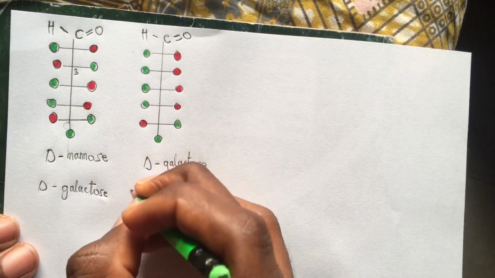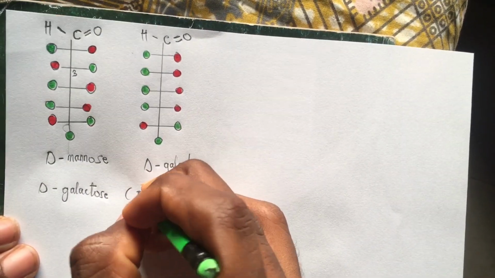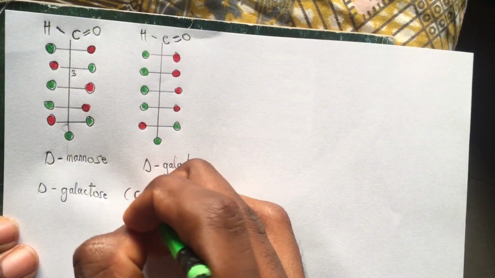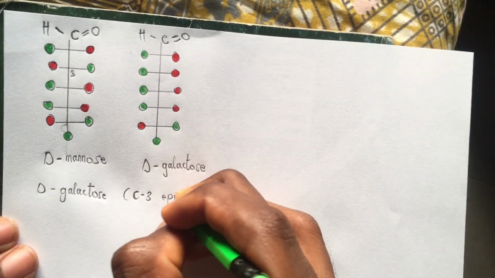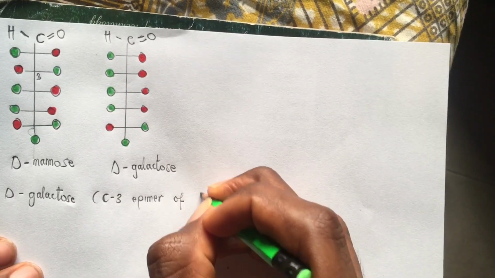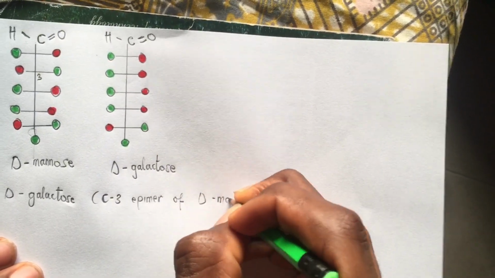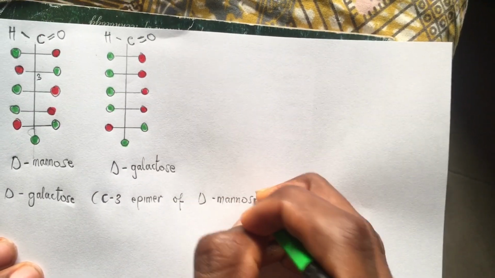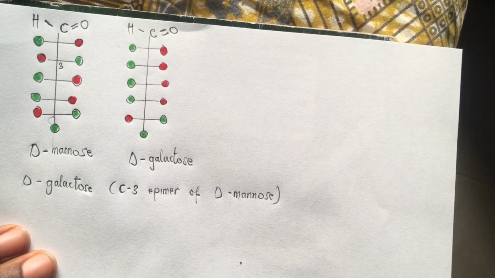is the same thing as what? C3 epimer of D-mannose. Very interesting. You see how it is?